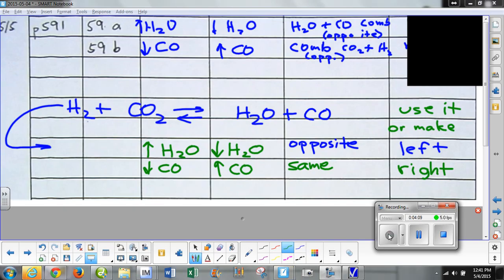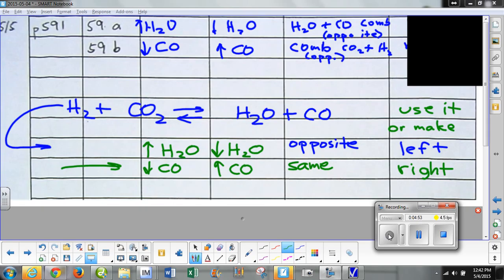Yep. Is this getting a little clearer? Yes, question? I was looking at adding something to the system absorbs CO2. That means you're removing CO2. Yeah, that's how you interpret that one. CO is on the right side. Yes, on the same side is right, because CO is on the right. You're talking about this problem, right? Yeah.